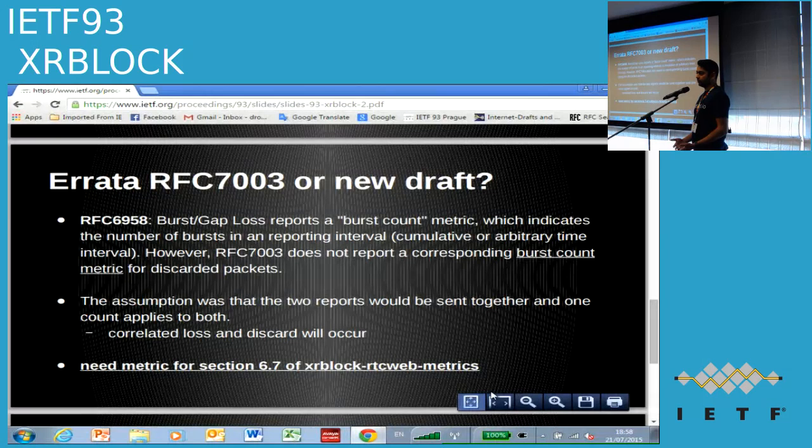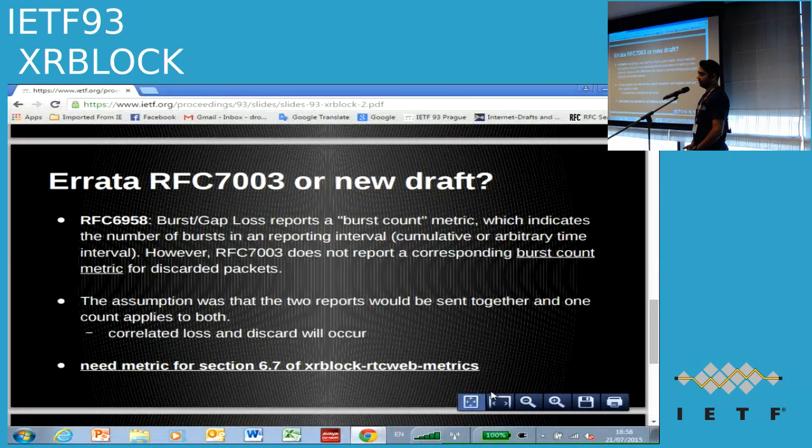so they could report them as one report or as two reports simultaneously. But I believe this is not true anymore, because you can have discards and you can have uncorrelated losses somewhere else. So you would need them to be separate. And if you need them to be separate, then I cannot use the metric because it doesn't have this burst count for discards. That was needed for section 6.7 in the draft that I'm proposing.